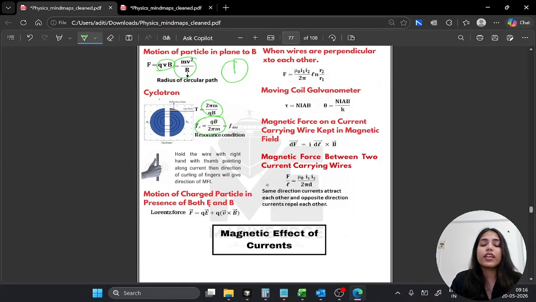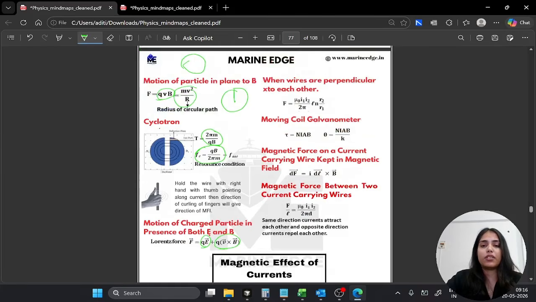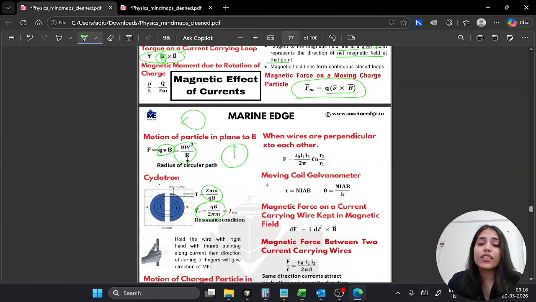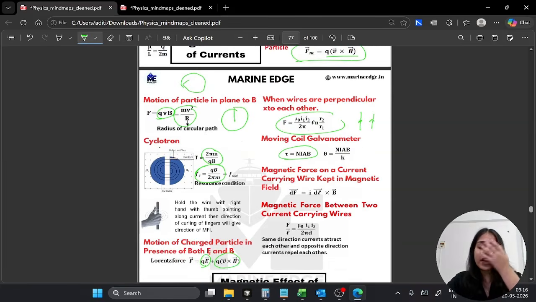So see, if there is an electric field, that force is QE, and because of the magnetic field, that will be Q into V cross B, correct? Now, when the wires are perpendicular to each other, the forces, if we have two current carrying wires, in that case, the force between them is calculated using this formula. Moving coil galvanometer, in that, the torque will be NIAB, okay? A is the area, B is the magnetic field, I is the current.